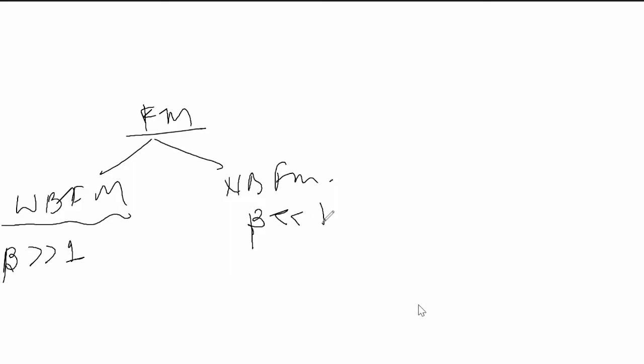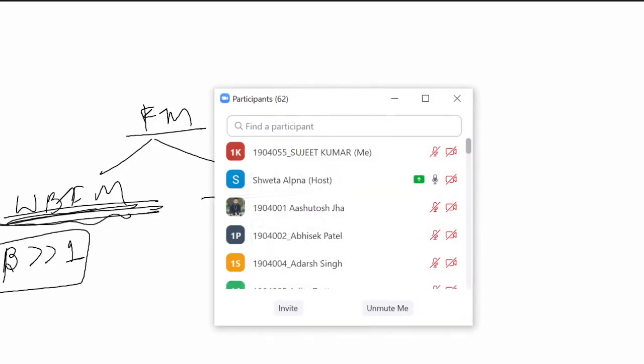Those we are not going into details because they are not relevant in the lab. Just you should know what is wide band and what is narrow band. Wide band FM: modulation index beta is much greater than 1. Narrow band FM: modulation index beta is much less than 1.